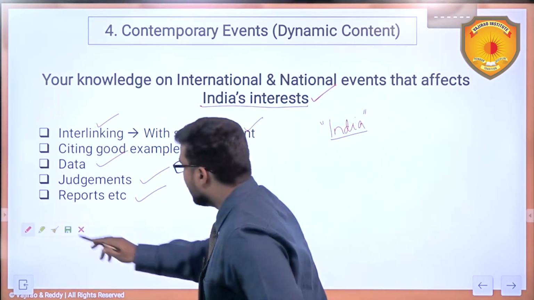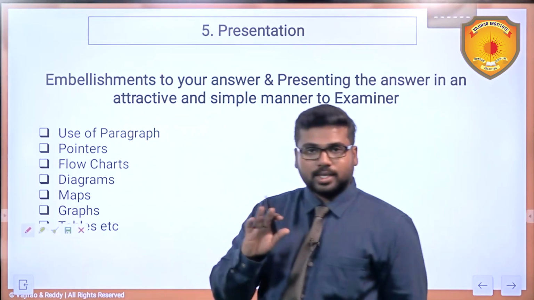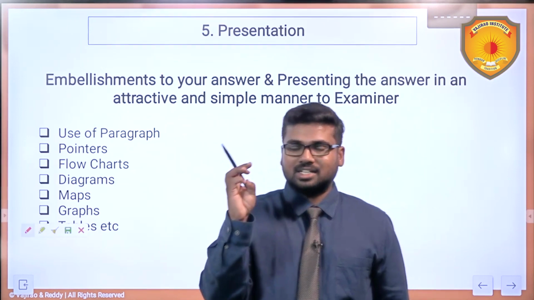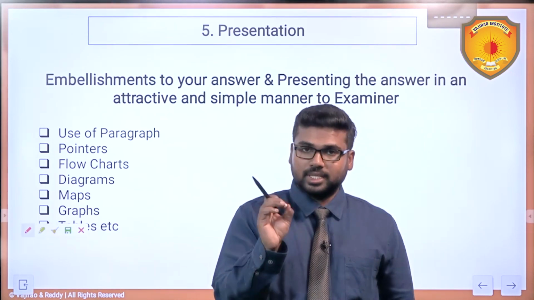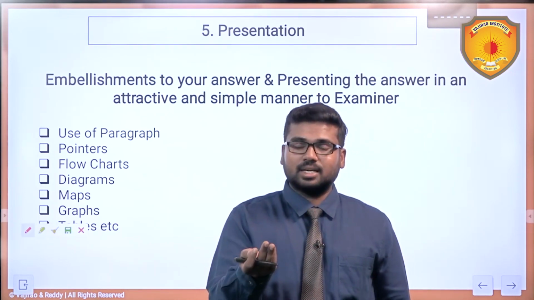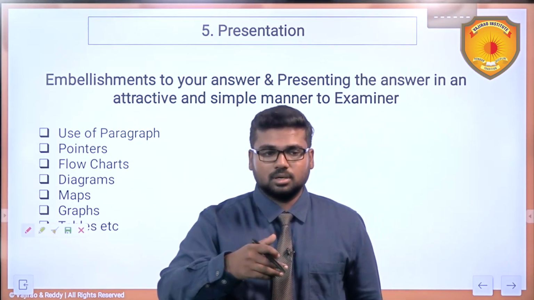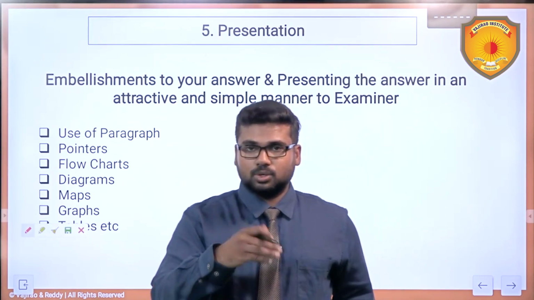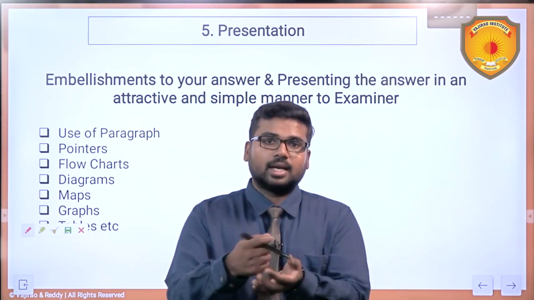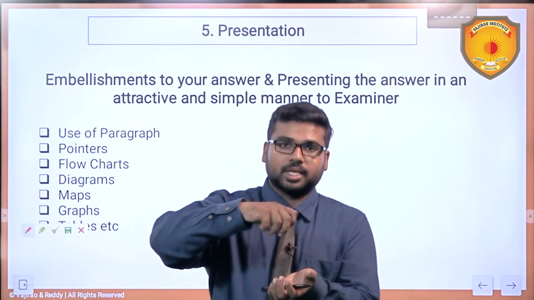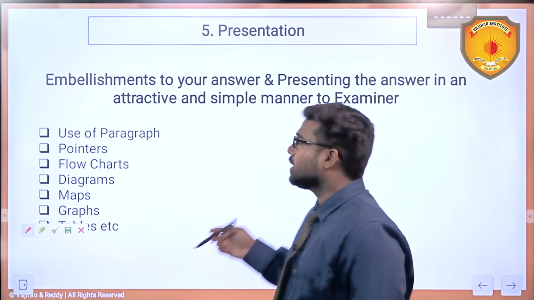Then comes one more, that is presentation. So far, starting from understanding the demand, then structuring the answer, then putting in the content, both static as well as dynamic, all of it must be presented in a smooth manner. Just think of it like you are a cook, you have the ingredients, and you cooked a recipe. The answer is your recipe. Now on top of it, you are garnishing it to look better and more appealing. That's what the presentation does here.